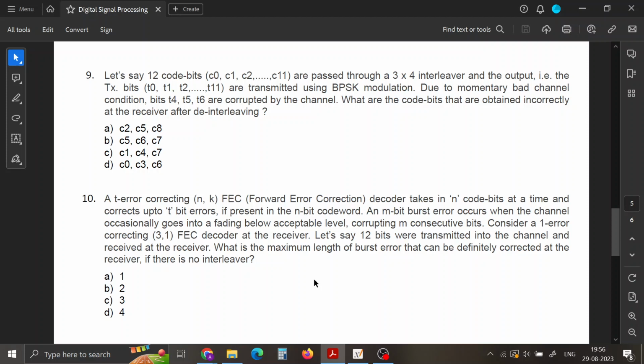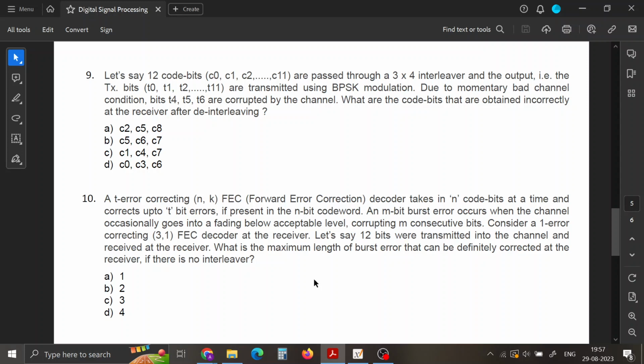But the idea is, in this question you have an (N, K) FEC decoder that takes in N code bits at a time. Out of those N code bits in your code word, T errors are correctable. If there are errors in T bits out of the N bits, they are correctable. So this is a T-error-correcting code.